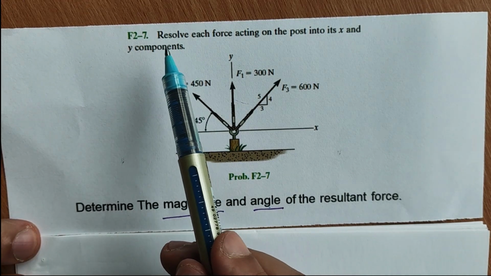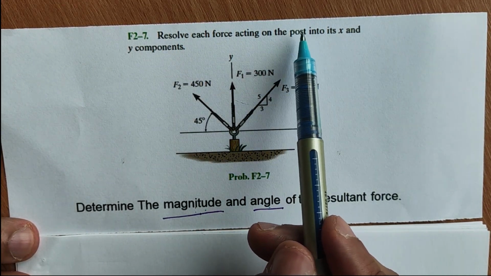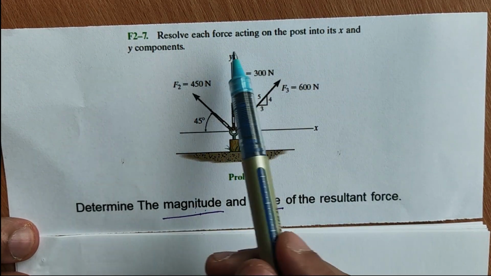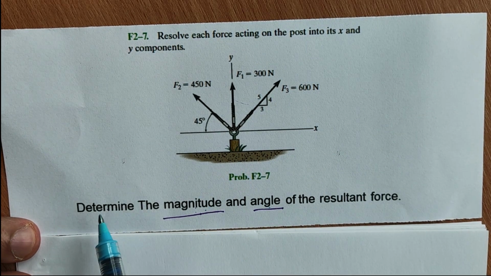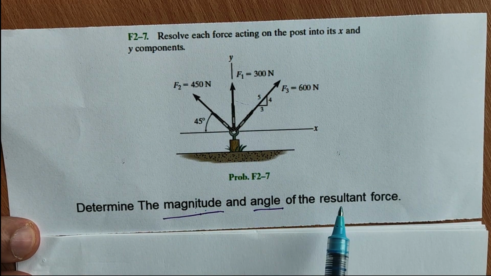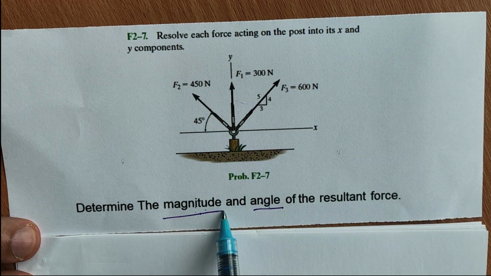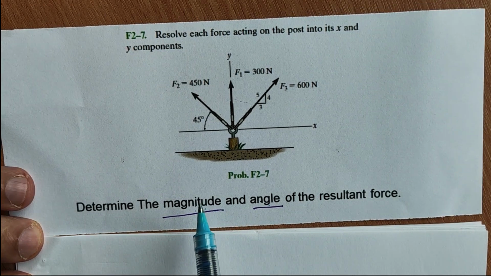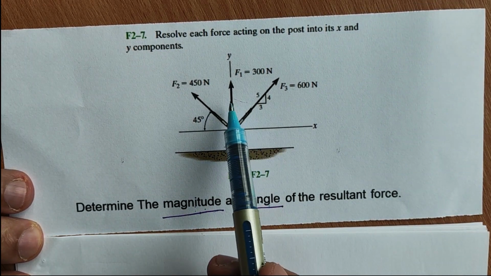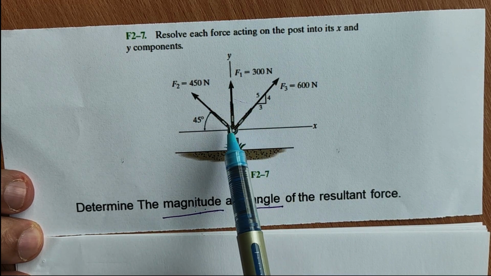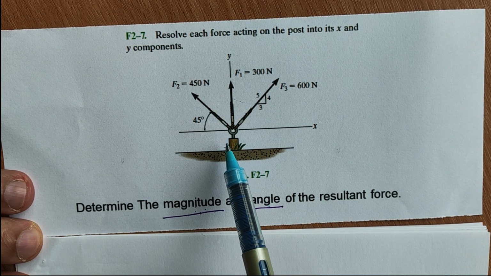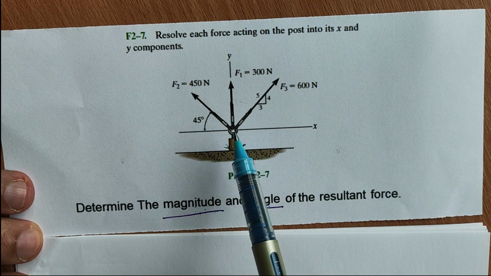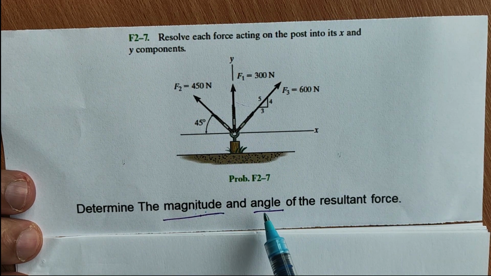The question here is asking us to resolve each force acting on the past into its x and y components. Also determine the magnitude and angle of the resultant force. In order to determine the magnitude of the resultant force, we have to first resolve each force acting on the past into rectangular components. Then from the resultant force magnitude we can determine the angle.